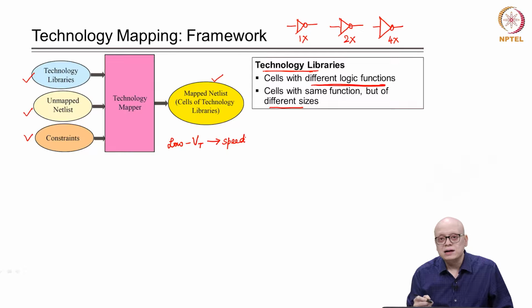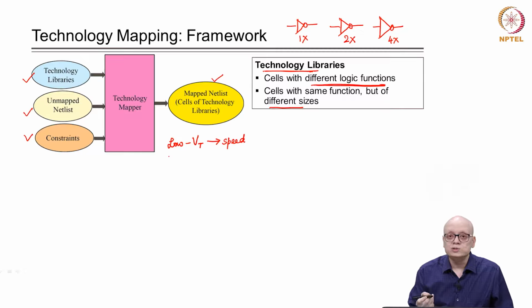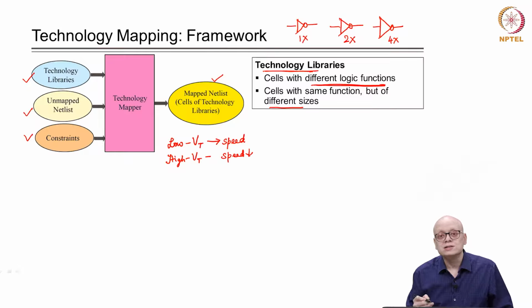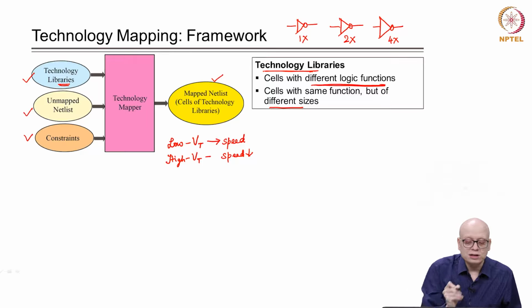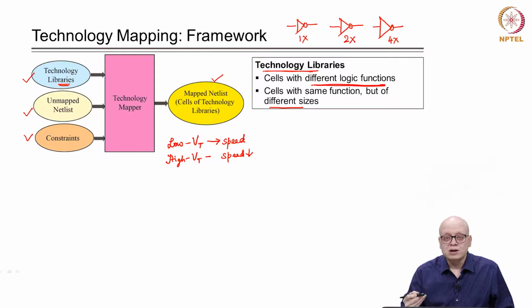And similarly, there can be another technology library in which the cells are implemented using transistors of high VT. For this the speed will be lower, because these transistors require more voltage to turn on. So, the speed will be lower, but it will consume less power. So, when we provide technology libraries to the technology mapper, we may provide a set of libraries, meaning that some library can be of low VT, some can be of high VT and so on.